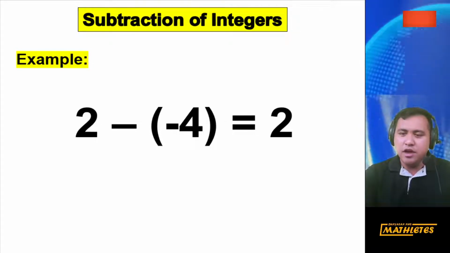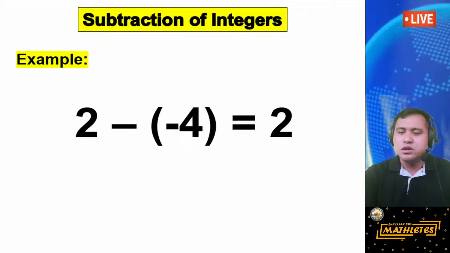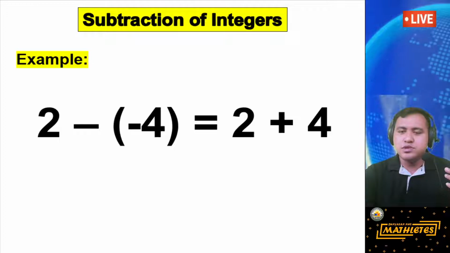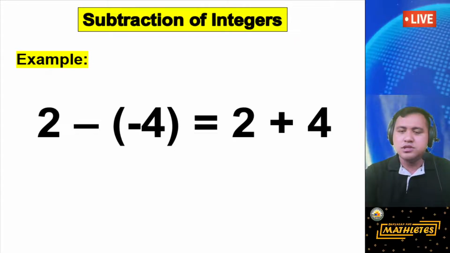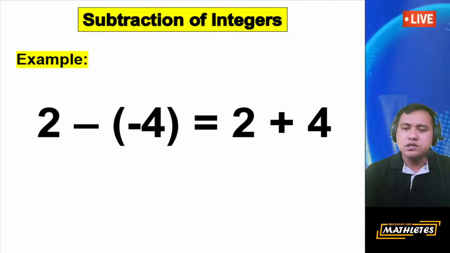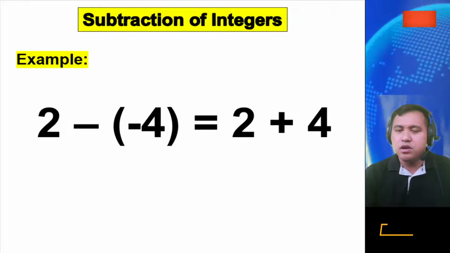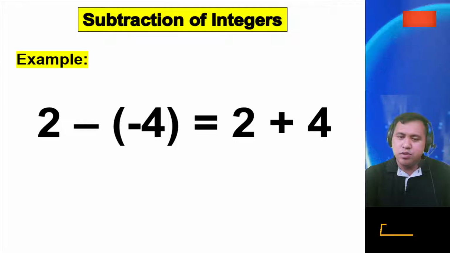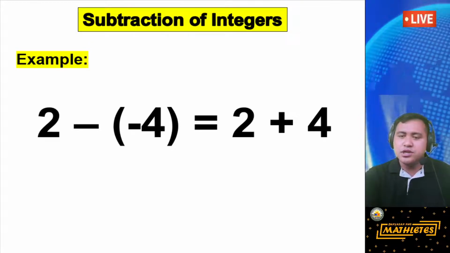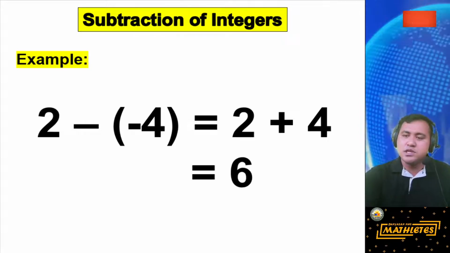Another is 2 minus negative 4. Same, copy 2. Next, change to addition. Then change the subtrahend, which is negative 4, into positive 4. So follow the addition symbol, using the rules for addition of integers. So 2 plus 4 is positive 6.